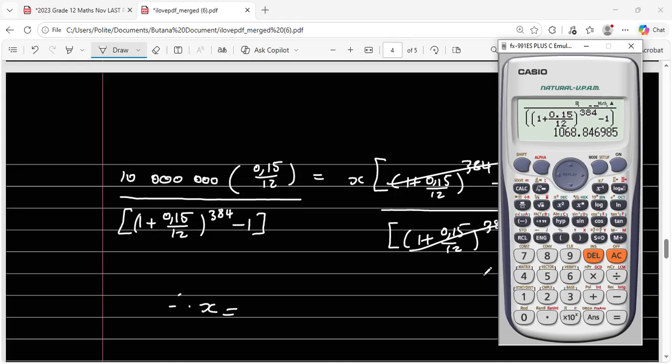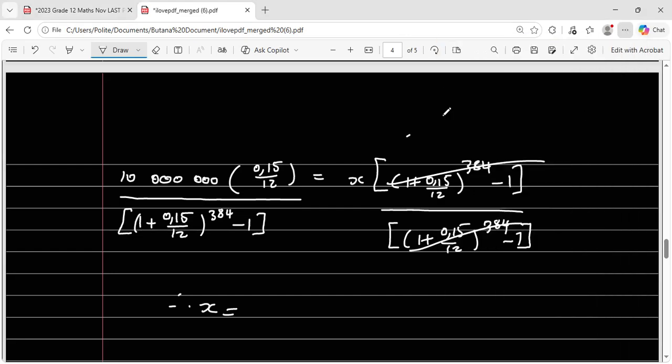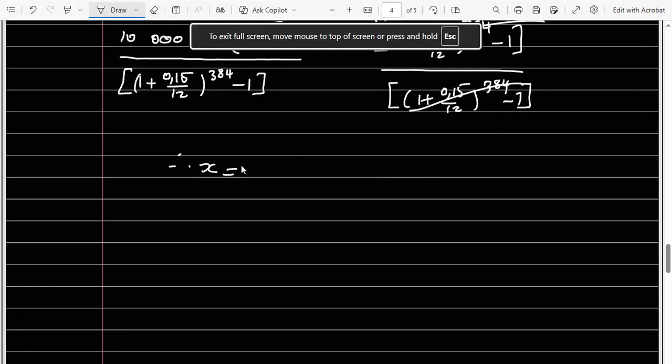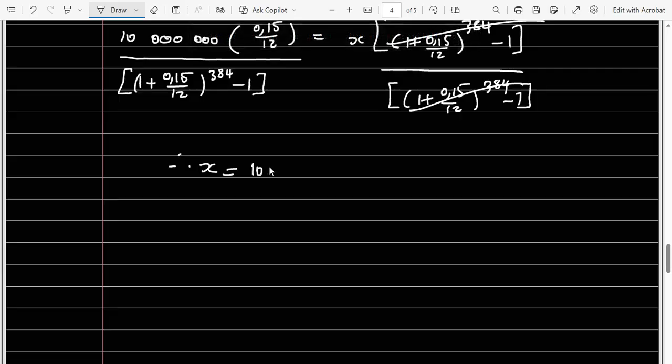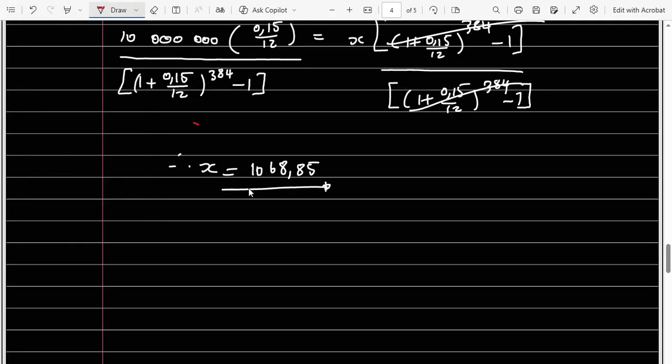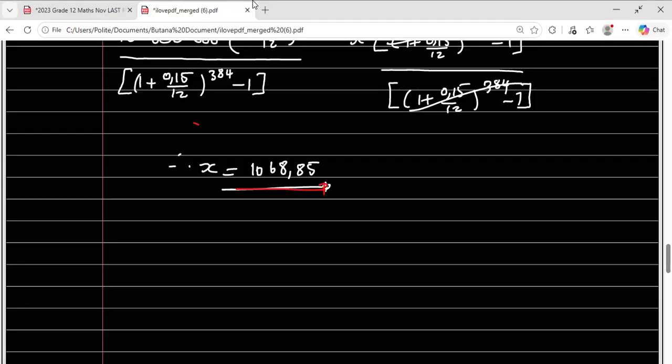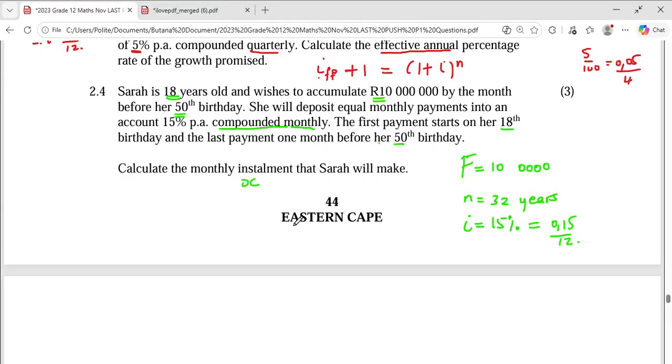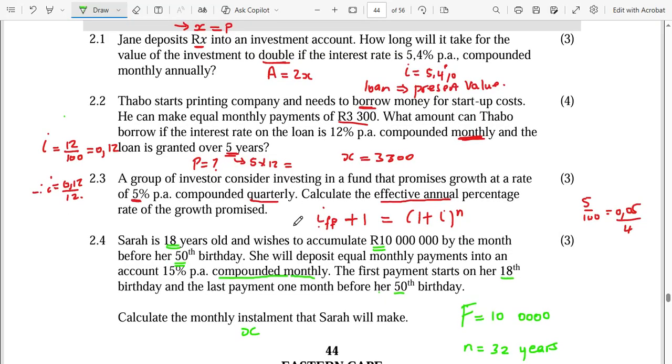When you punch this on the calculator, this person has to pay 1,068.85 every month. So that's what he needs to pay to get that 10 million. You see, easy. So therefore, X is equal to 10,068.85. That's your answer. This is what the person has to pay to get that 10 million. I think this was the last question, and this is where we stop for this question. You see, the one from Mpumalanga. This is where it stops.